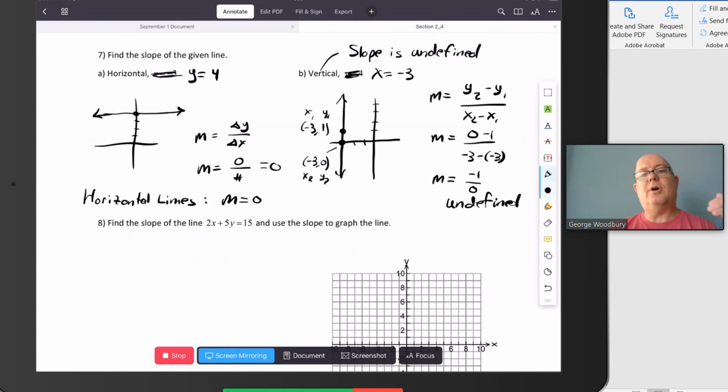You want to be careful also about using the phrase "no slope." A lot of times we hear people say there's no slope, and it's a little vague because we're not sure if no slope means that the slope is 0 or if the slope is undefined. So try not to use that phrase. If it's horizontal, slope is 0. If it's vertical, the slope is undefined.